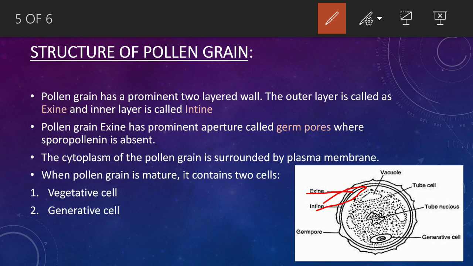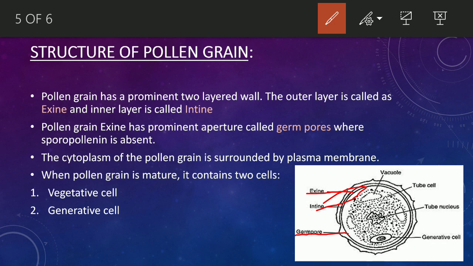Sporopollenin is one of the most resistant organic materials. It can withstand high temperatures and strong acids and alkali. There is no enzyme known which degrades sporopollenin. The pollen grain exine has a prominent aperture called the germ pore. The germ pore helps in the formation of the pollen tube and the release of the male gametes during fertilization.